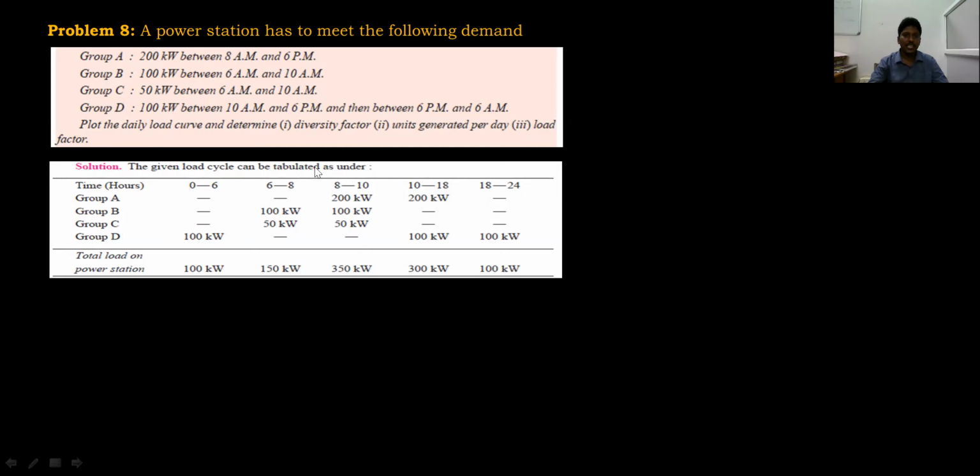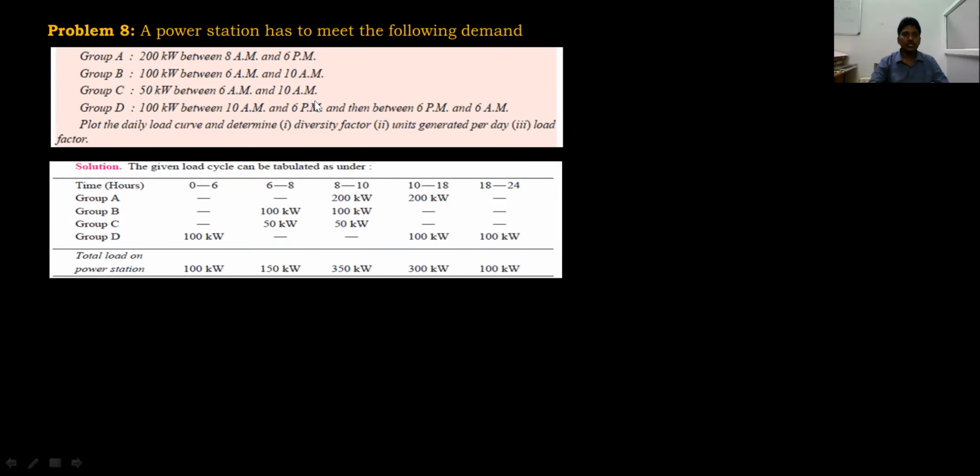In the same way, 8 to 10, means morning 8 a.m. to 10 a.m. This is there, this is also there, this is also there, and this is not there between that slot. Therefore, I have filled first three things. And 10 to 18 means morning 10 a.m. to evening 6 p.m. This is there, this is not there, this is not there, this is there between that slot.